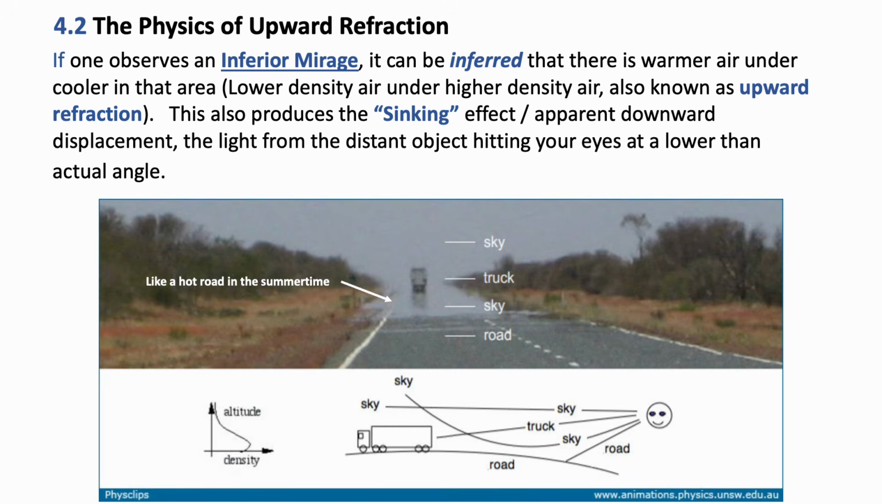The physics of upward refraction. If one observes an inferior mirage, like a hot road in the summertime, it can be inferred that there is warmer air under cooler air in that area between the object and your eyes, along your line of sight. It's also referred to as upward refraction. This produces a sinking effect and apparent downward displacement of objects in the distance, the light from the distant object hitting your eyes at a lower than actual angle.